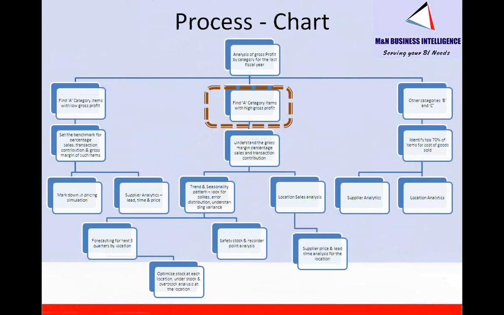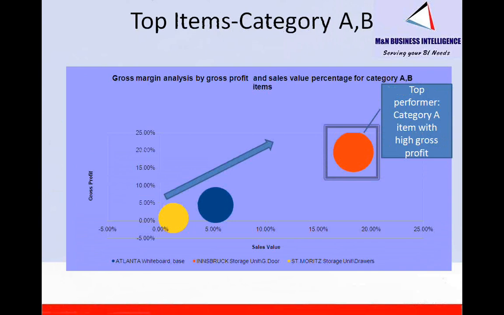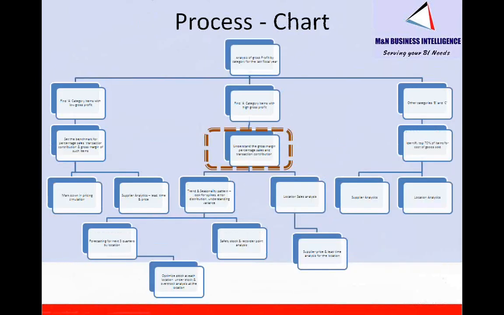Then we look at A category items with high gross profit. So my gross profit is increasing, my sales value is increasing. By gross margin, here we see that the gross margin is increasing across the board. That means Innsbruck Storage Brook actually has the maximum sales value, the maximum gross profit, and the maximum gross margin. So this is a top performer for us. And for the item in yellow, which is St. Moritz Storage Unit Towers, you have low sales value, low gross profit, but gross margin is at a lower level.